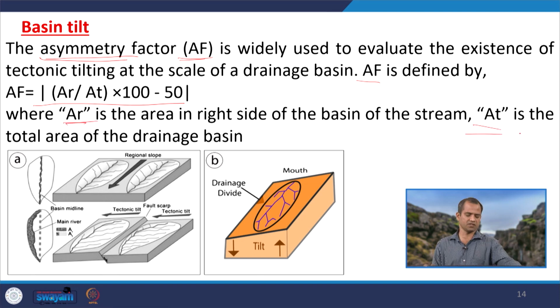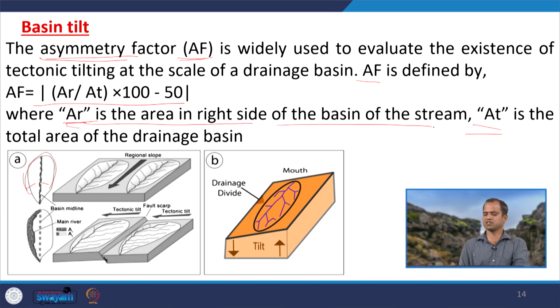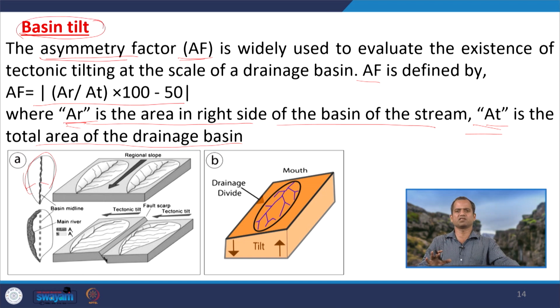It is explained here. Now you see, this is the right-hand side of this channel, and this is the total basin. So, this right-hand side is the area on the right side of this basin, and AT is the total area of the drainage basin. That is how we determine whether the basin is asymmetric or symmetric, whether it is a longitudinal basin, a circular basin, or an oval-shaped basin; that can be calculated from this basin tilt. If it is circular, that means no tectonic activity. If it is longitudinal, more tectonic activity. So, the degree of tectonic activity, particularly the neotectonic activity, defines the basin shape.